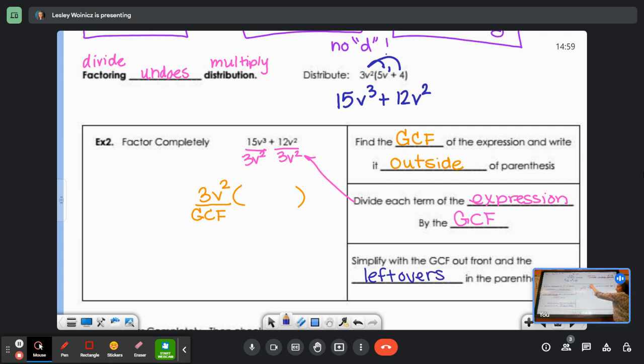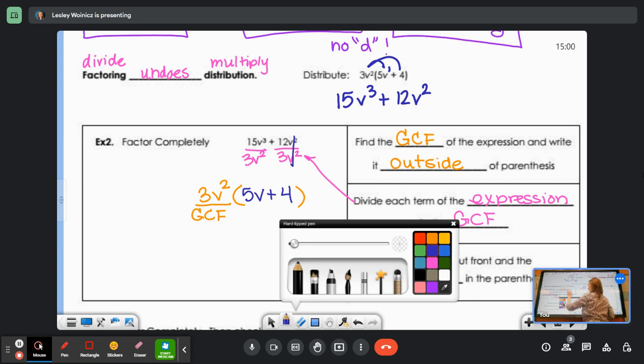Okay, so 15 divided by 3 is 5. v cubed divided by v squared is v, right? Bring down my plus. 12 divided by 3 is 4. And what happens to my v squared? Cancel. Now, I want you to compare this to what we started with.